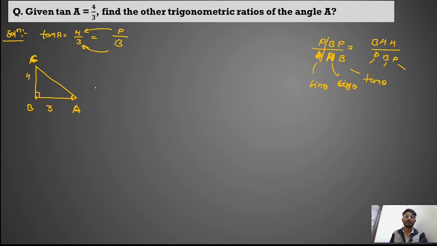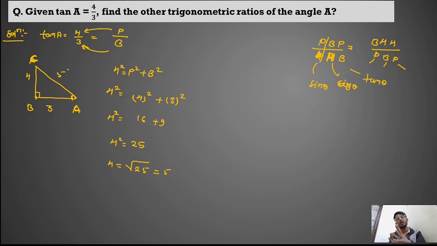First of all you have to find the hypotenuse. How can you find the value of hypotenuse? Hypotenuse square equals perpendicular square plus base square. Hypotenuse square equals 4 square plus 3 square, and I have already mentioned the triplet 3, 4, 5, which is very important. 4 square is 16, 3 square is 9, and 16 plus 9 is 25. So hypotenuse square is 25, and the square root of 25 is 5. So here you will get 5.